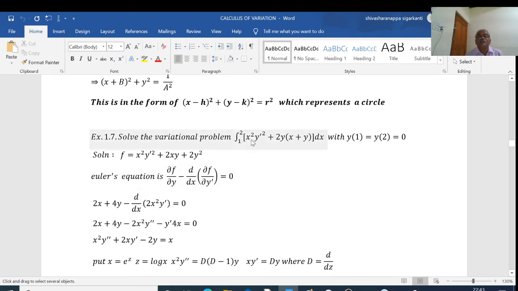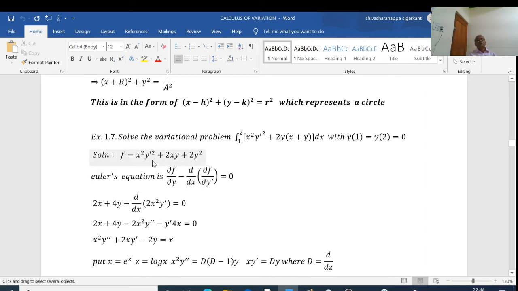Okay, my f is x square y dash square plus 2xy plus 2y square. So this is my f. This is my Euler's equation. Here substituting for dou f by dou y and dou f by dou y dash. What is dou f by dou y?